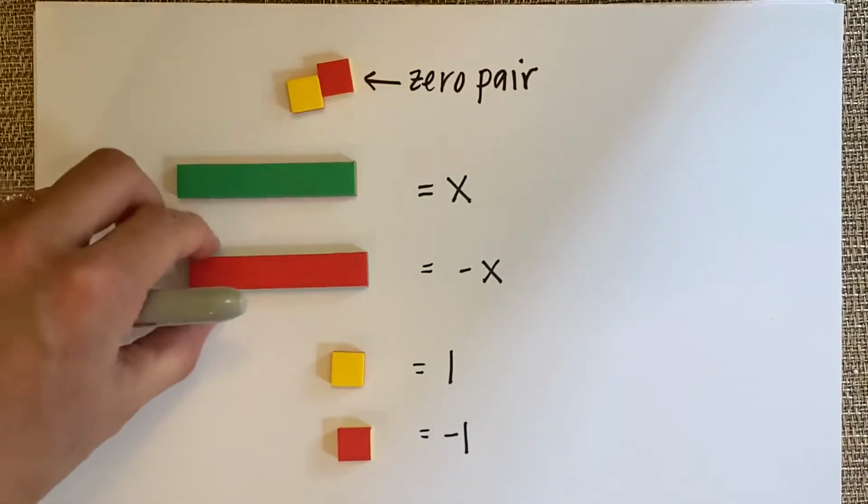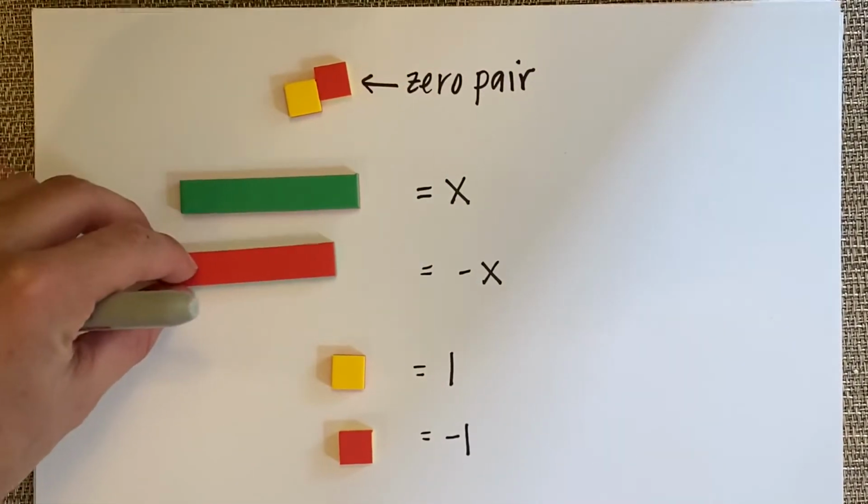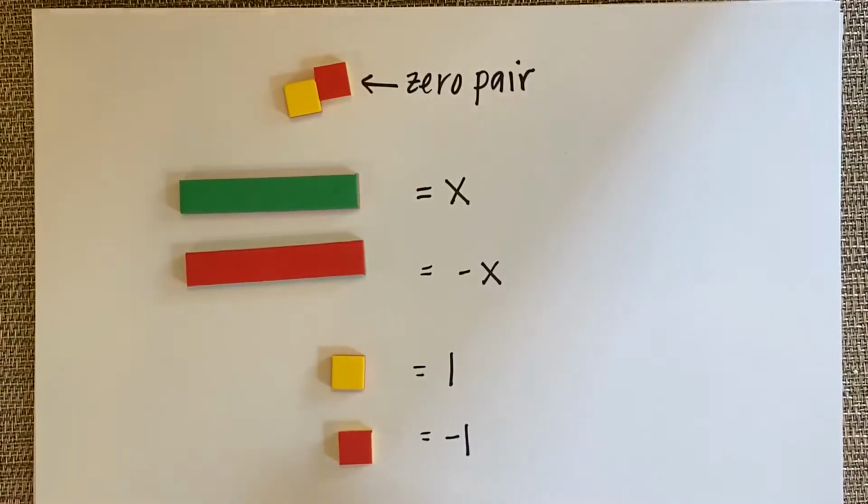You can make zero pairs with variables as well, but for our example today, we're not going to have to worry about that. We're just going to use it for units.